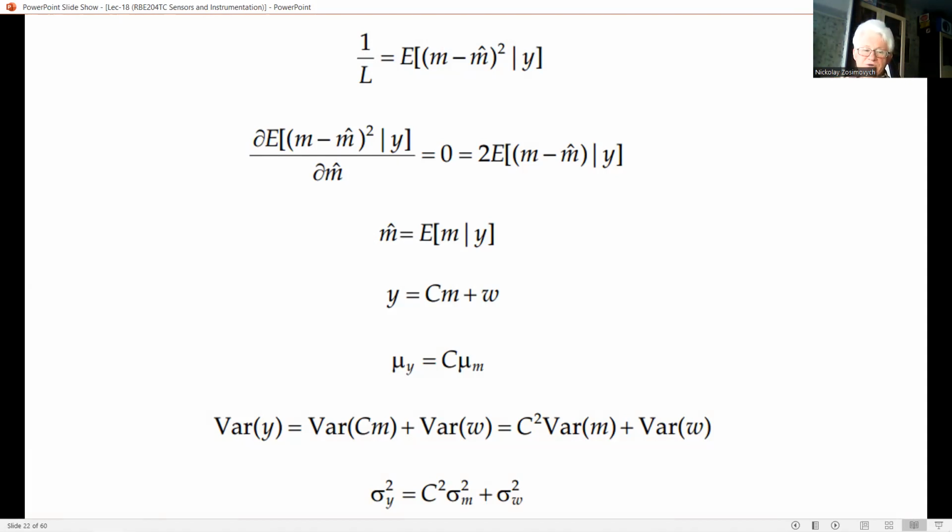Specifically, as the inverse of the likelihood function, we choose, as you may see in this equation on the top, 1 over L equals E of (M minus M hat) squared given Y. To minimize the right-hand side of the first equation, we require the next expression here.